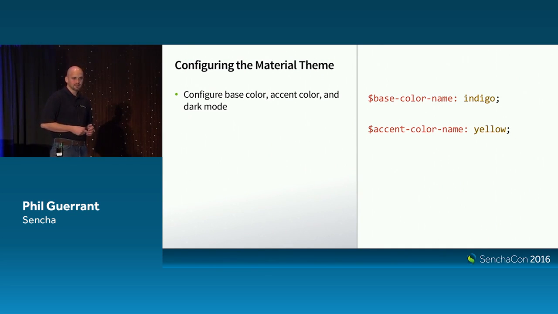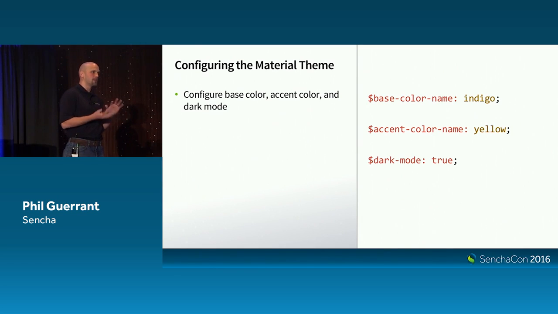The other thing you want to set is the accent color, and this is used in various cases. It defaults to orange. It's just a highlight color that draws attention to particular things in the framework. And finally, there's a dark mode variable that you might want to set, which will toggle your app between light mode and dark mode. Really, these are the only three variables that you really want to concern yourself with in the material theme.